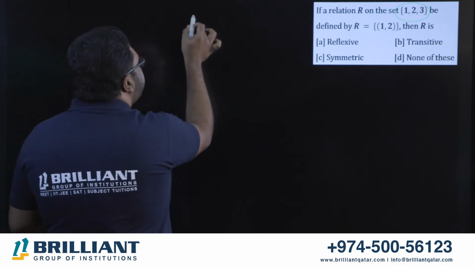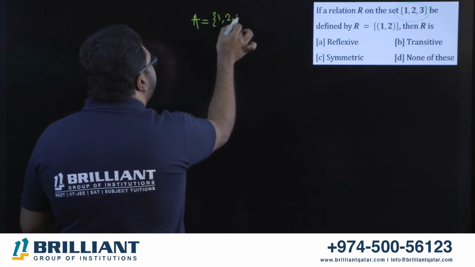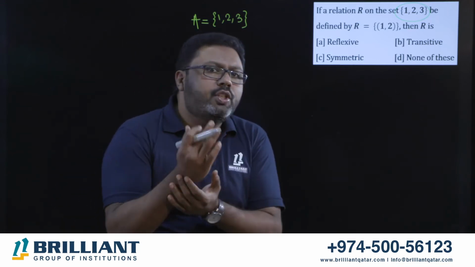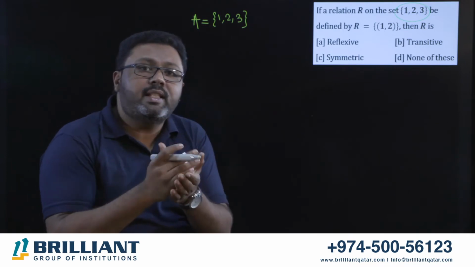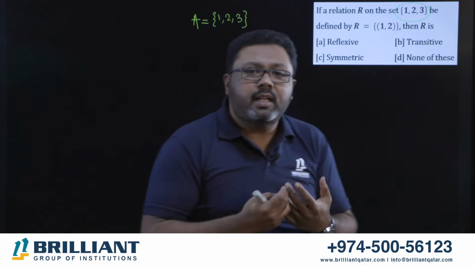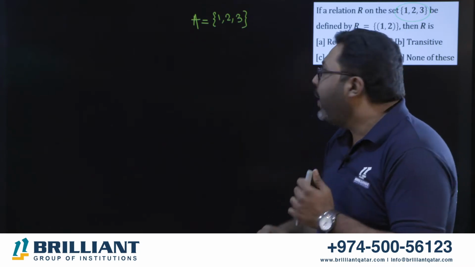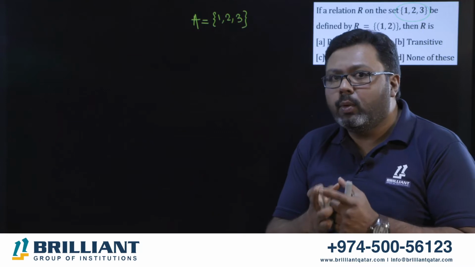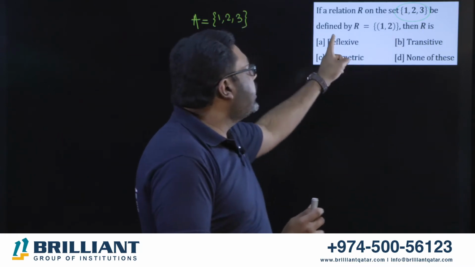Let's try to understand. They're saying that my set A is {1, 2, 3}, and I'm trying to check whether it is reflexive. According to the condition of reflexive, for every element inside the set, the reflexive pair should be inside the relation. What are the reflexive pairs that you see for the set 1, 2 and 3? The reflexive pairs are going to be (1, 1), (2, 2) and (3, 3). Now, look at the relation R. All of you look at the relation R in the question.